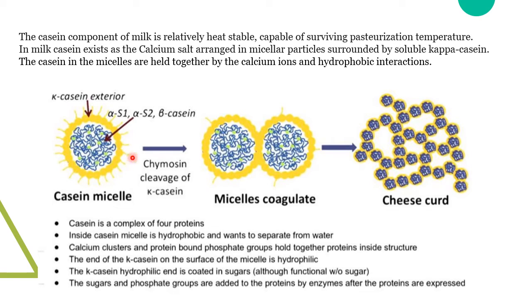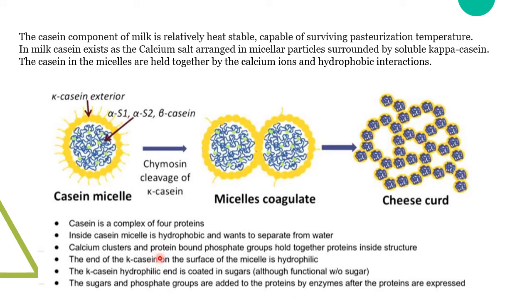Here you can see chymosin, which is nothing but rennin, another name for the rennin enzyme. This enzyme will cleave the kappa casein on the exterior. This was a single micelle. Due to the cleavage of kappa casein, these micelles start coagulating, and this is what you observe as cheese curd or curd formation. So this is the principle. Casein is a complex of 4 proteins. The inside of casein micelles is hydrophobic and wants to separate from water.